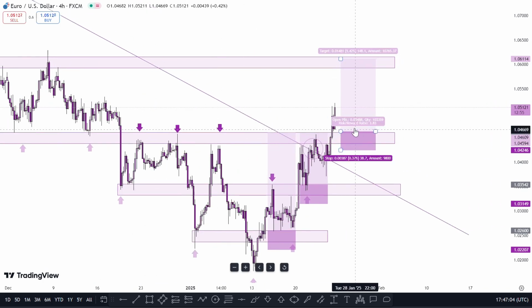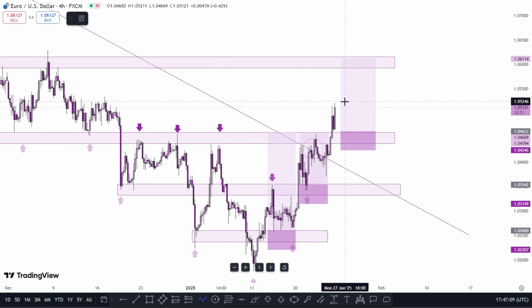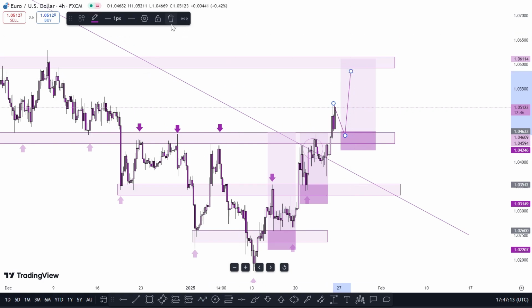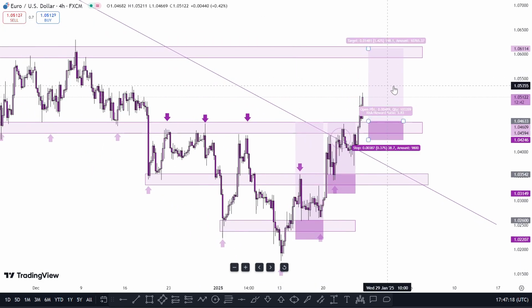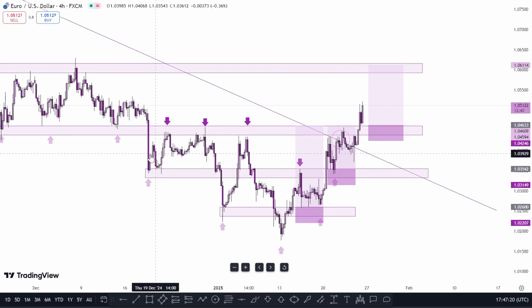Now we have the breakout, and now we will all be anticipating what? A retest, and then to go bullish. Now this is the proper one. So this is the inverted head and shoulder.